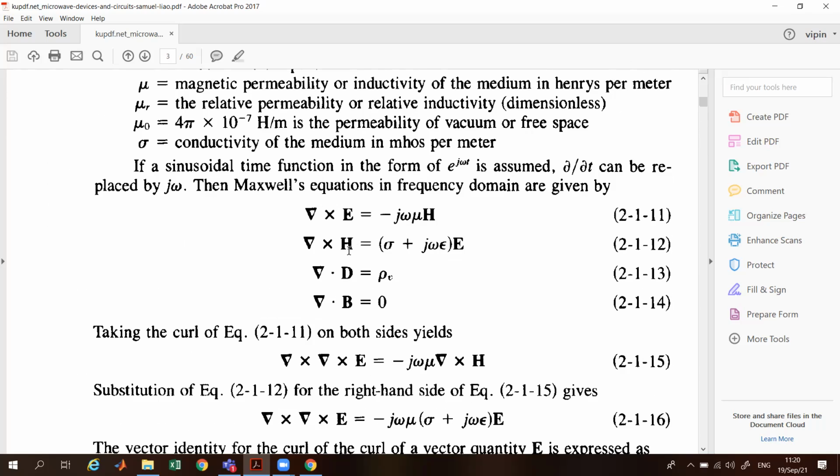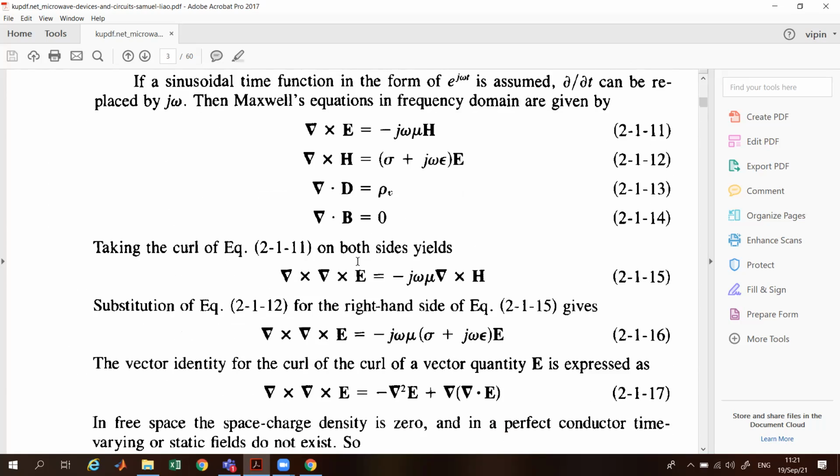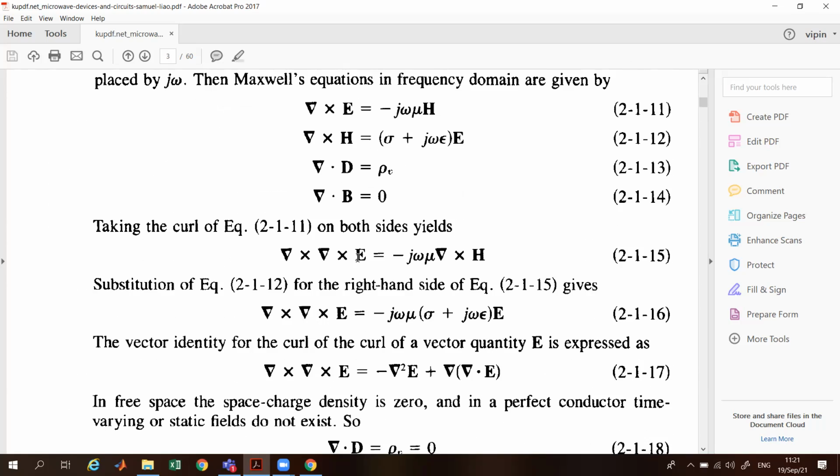In a similar way, curl of H vector can be expressed as sigma plus j omega epsilon, bracket E vector. These two remain the same because we don't have any terms with respect to d by dt.